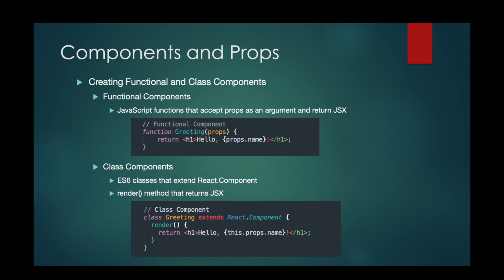Here is an example, same class Greeting, and we are saying extends React.Component. And inside the class, we call the render function, which returns the HTML with Hello, and then you're using this.props.name.